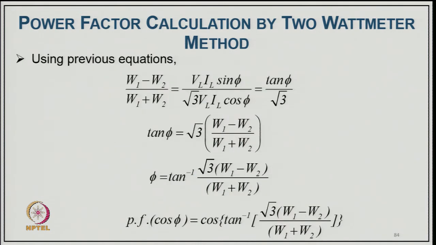So, using these two equations, W1 minus W2 divided by W1 plus W2 will be VL IL sin phi divided by root 3 VL IL cos phi, that becomes tan phi divided by root 3. So tan phi will be root 3 into W1 minus W2 divided by W1 plus W2, and phi is tan inverse of root 3 W1 minus W2 divided by W1 plus W2. The power factor cos phi will be cos of tan inverse of root 3 W1 minus W2 divided by W1 plus W2.